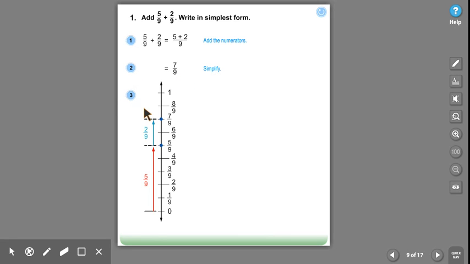Here, we're just going to show you an example of a number line. You start at 0, and the number line is broken up into ninths. So we went up 5/9, and then we add another 2/9, and we end at 7/9. Okay, so you can use a number line if you want.